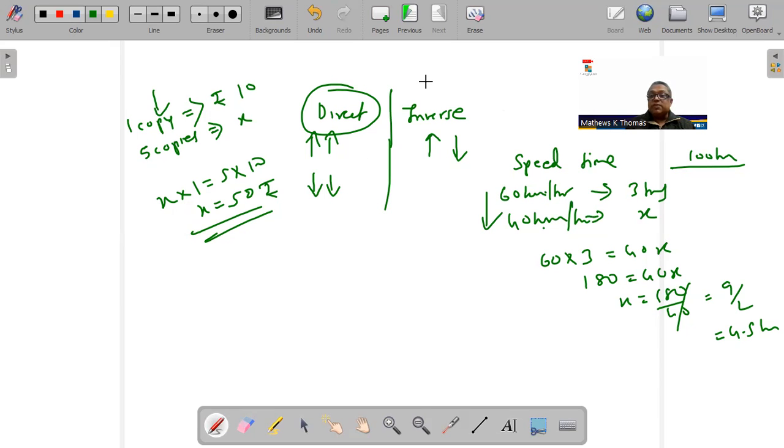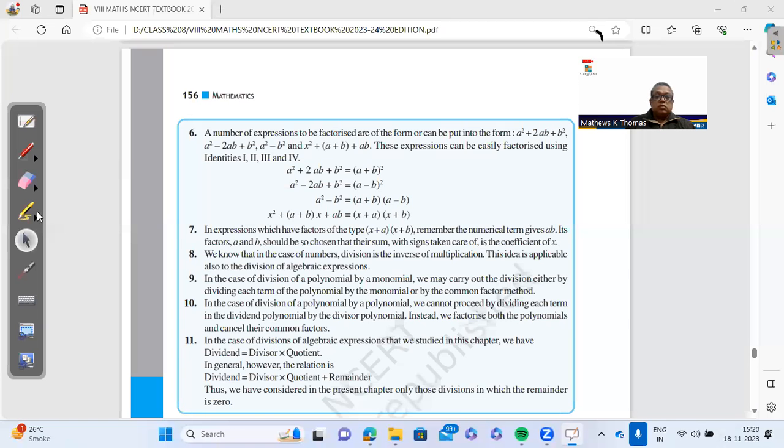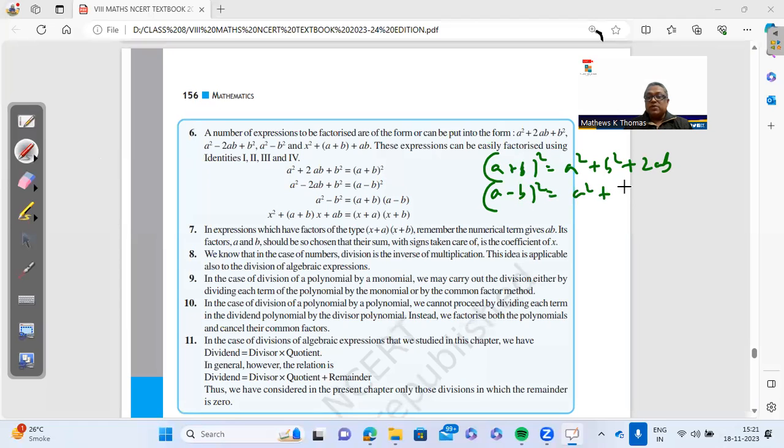Then we come to the next chapter. The next chapter is factorization. Now, in factorization, there are 4 identities which we have to do. One is a plus b whole square. A plus b whole square will be a square plus b square plus 2ab, all positive. A minus b whole square is a square plus b square minus 2ab. Okay, so there is one negative here. This is all positive. Then a square minus b square is a plus b, a minus b. This is the third identity.